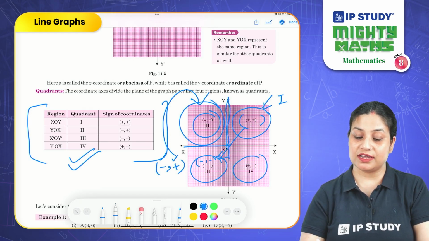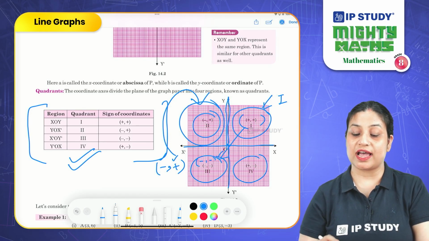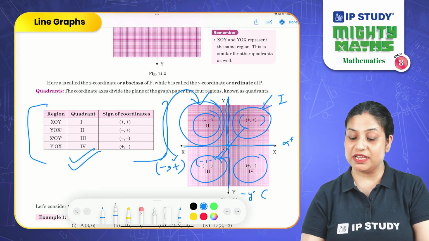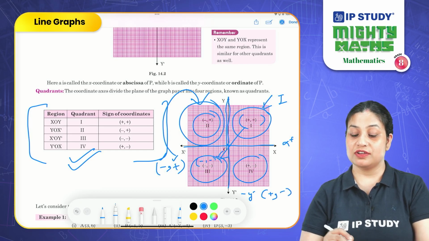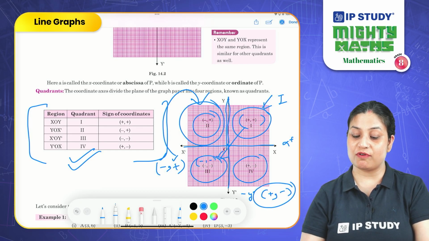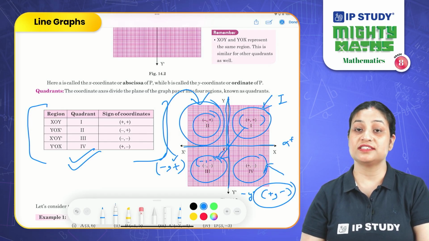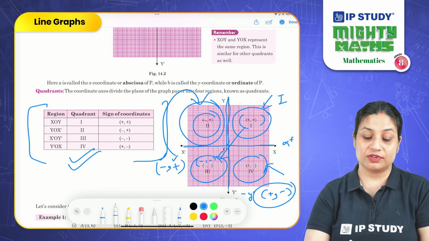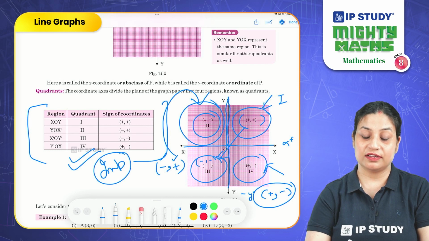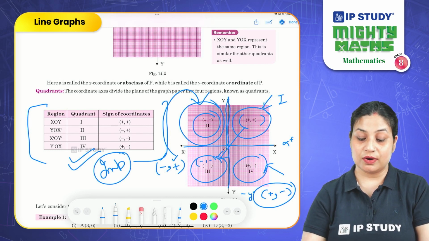Here this quadrant is made by two axes, that is the positive x-axis and the negative y-axis. It means the first coordinate will always be positive and the second one will always be negative. So if you have this type of ordered pair, then it will fall in this fourth quadrant. Student, this is very, very important. You should remember it. Okay.